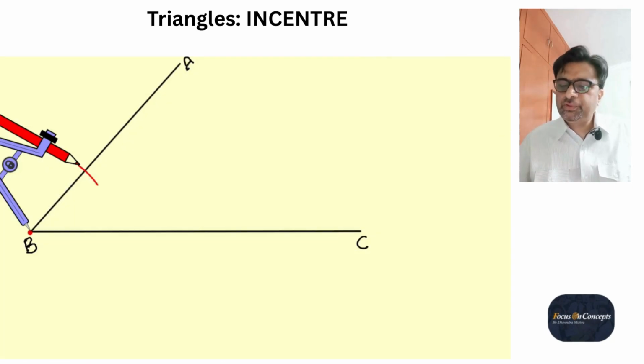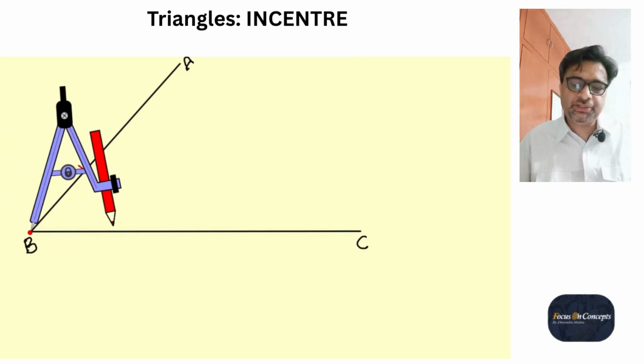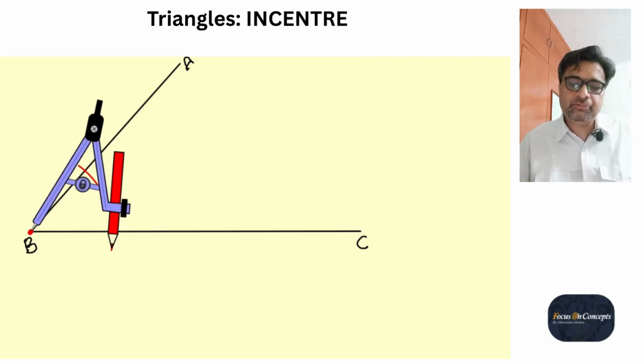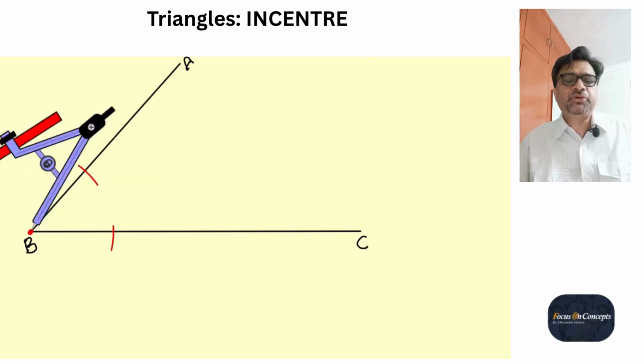The first step, we will try and understand how to draw the angle bisector of a given angle. So in this case, we have an angle ABC, and we will draw the angle bisector of this angle. With B as center, and any convenient radius, cut an arc on the arm AB. Without changing the radius, we will draw another arc which cuts the other arm. So we now have two arcs, and these two arcs must be drawn with the same radius.